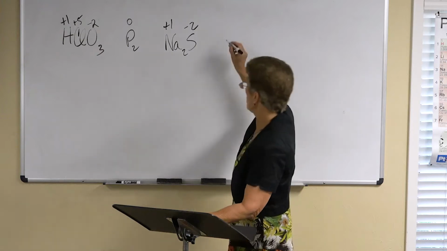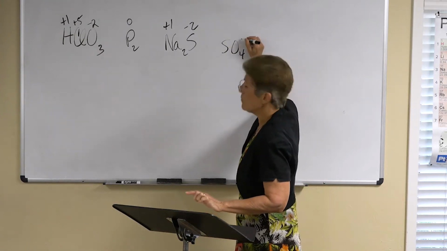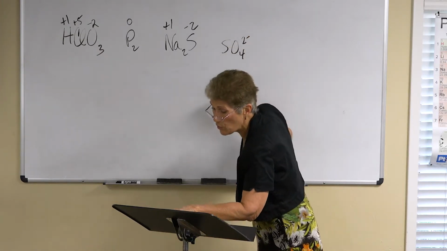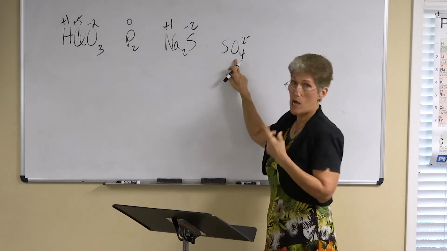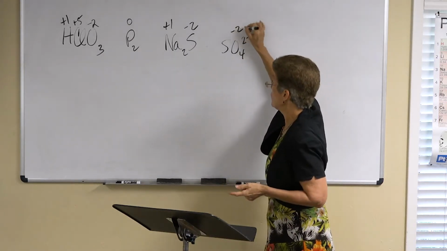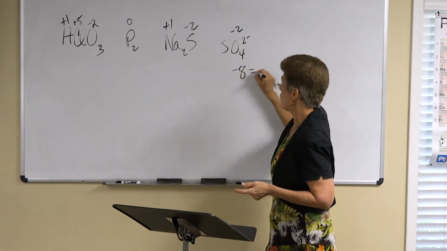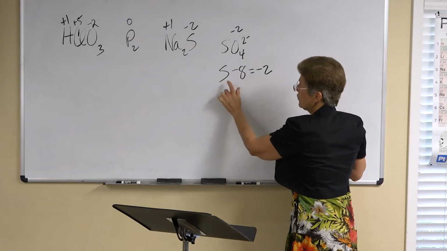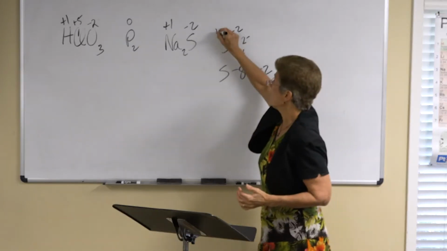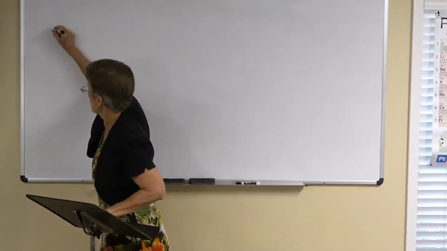Let's see, next one, SO4 2-. This is our sulfate ion. Now if we use our rules, the first rule will apply to oxygen, which will be -2. So this is -8. This whole thing has to equal -2. So sulfur minus 8 equals -2. That means sulfur has to equal a +6.